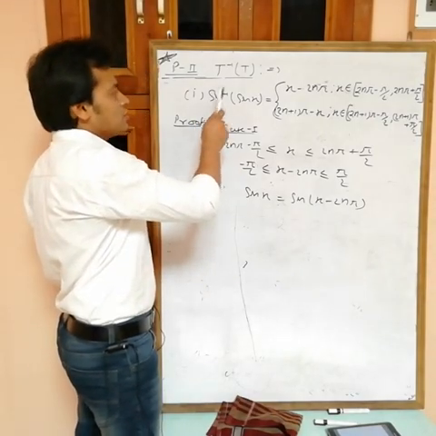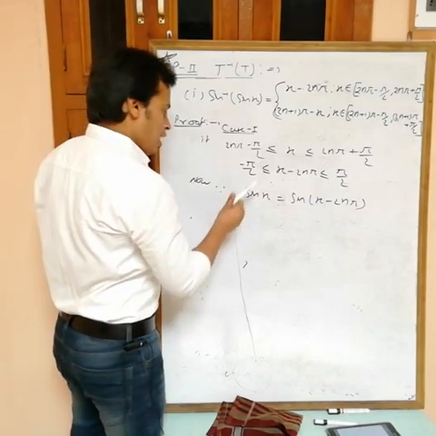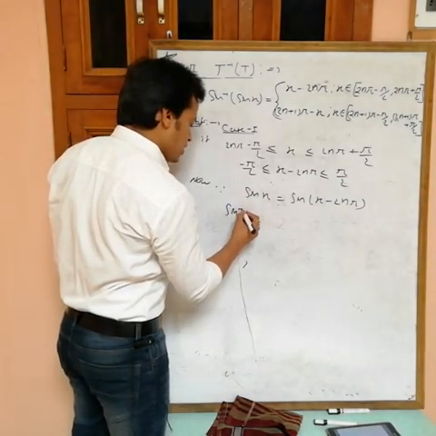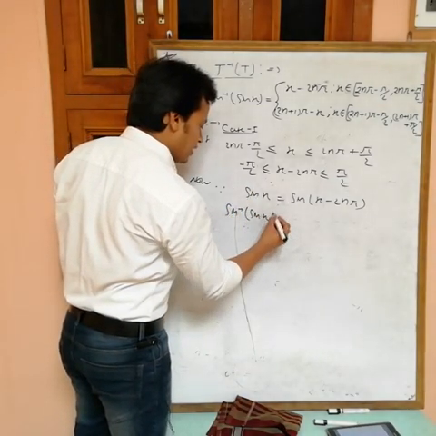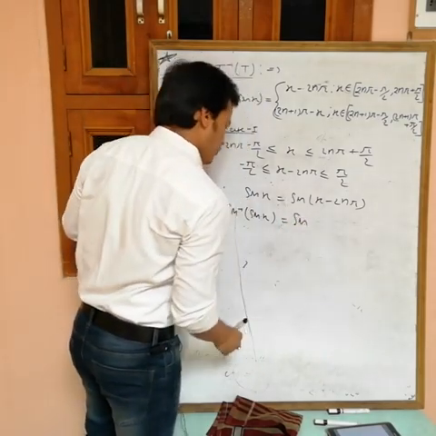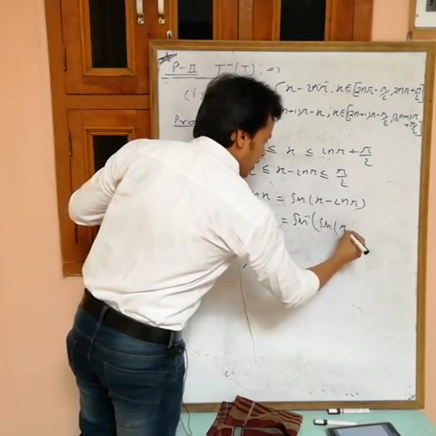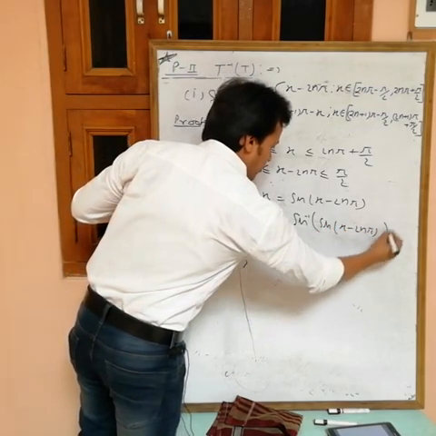So sine x equals sine of x minus 2n pi. Now here what we have? Sine inverse of sine x. Now take sine inverse on both sides. I am taking sine inverse on this side, so sine inverse sine x. Also I am taking sine inverse on this side, so sine inverse of sine of x minus 2n pi.